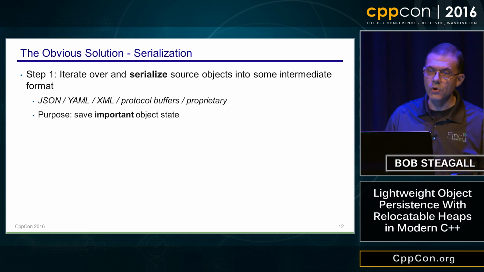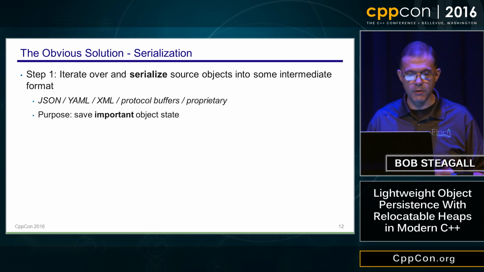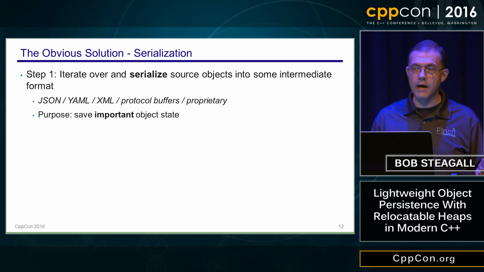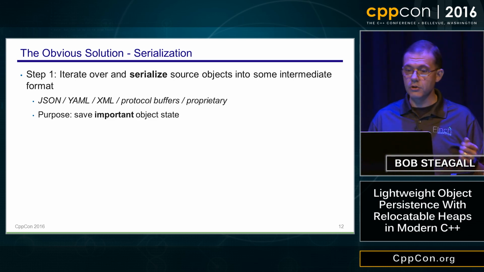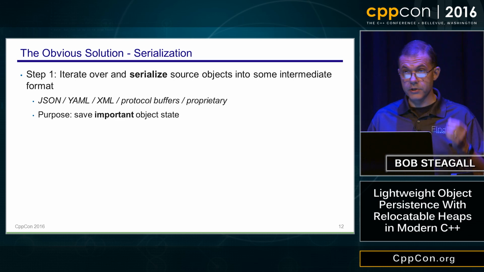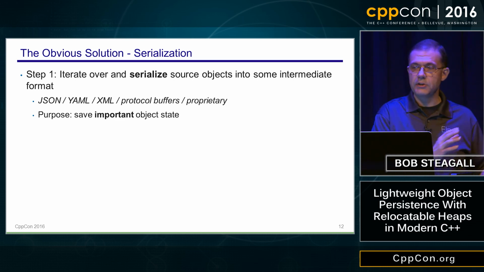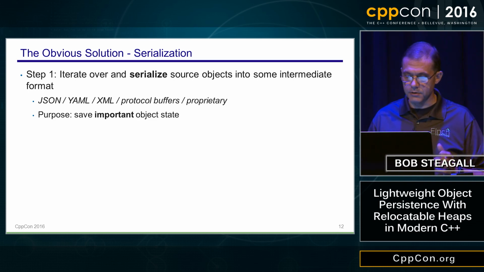Step one, we iterate over and serialize the source objects into some intermediate format. For example, JSON, which all the kids love these days, or YAML, or XML, or protocol buffers, or a proprietary format, etc., etc. Now, this iteration could be recursive, it could be level order, it could be something else. But whatever it is, it has to be prearranged with or discoverable by the entity on the destination side that's doing the deserialization. Now, of course, the obvious purpose of serialization is to save important object state.